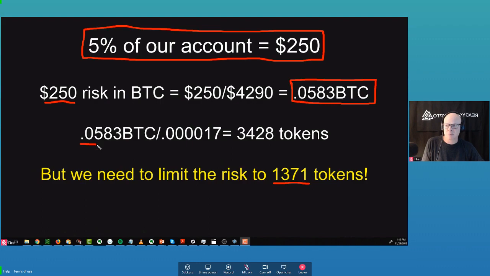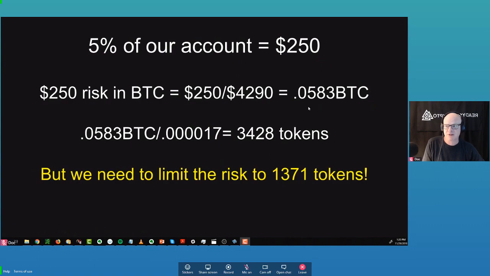So this entire position that we're putting in is 3,428, but we need to limit the risk to 1371. We need an active stop here. We need to have something. We need an overwatch to make sure that we don't risk too much on this, because a 5% haircut on one trade will hurt.